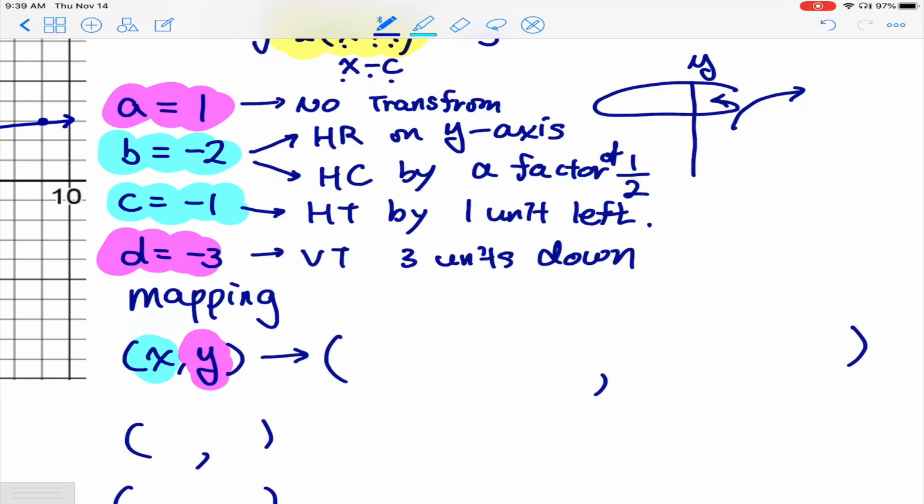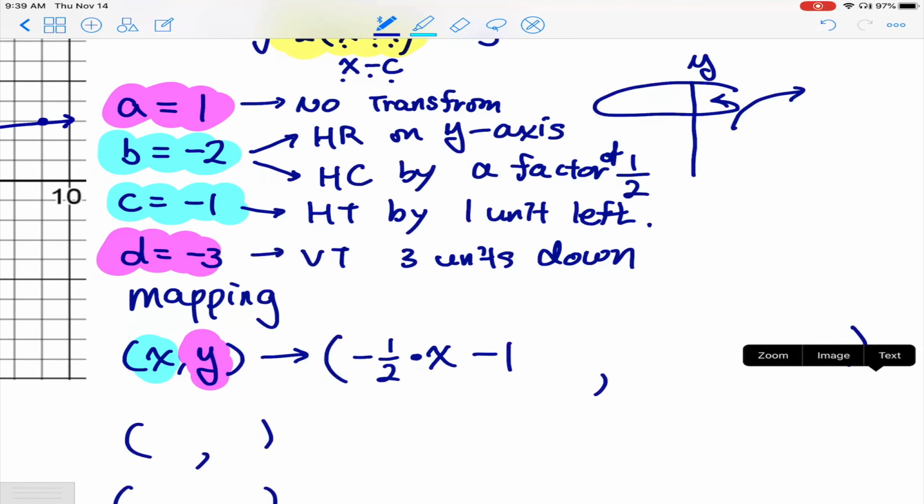Now for the x, we have negative 2 as the b value, and then by a factor of 1 over 2. Remember, by a factor of means you're multiplying, so it will be negative 1 over 2 times the x value, and then plus the c, since you're just moving it, and in this case it is negative 1, so minus 1. Same thing for the y.